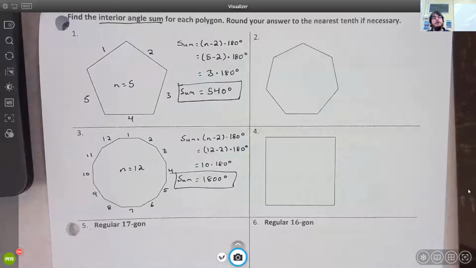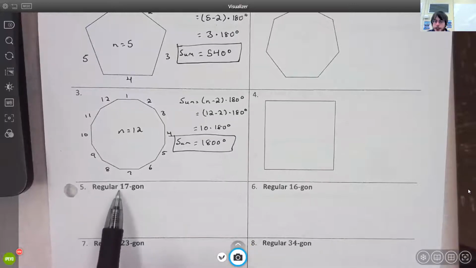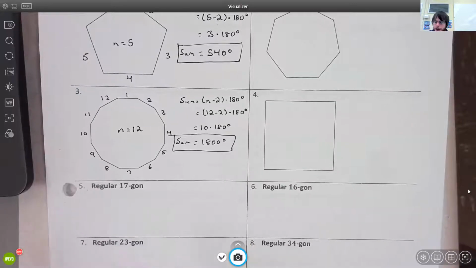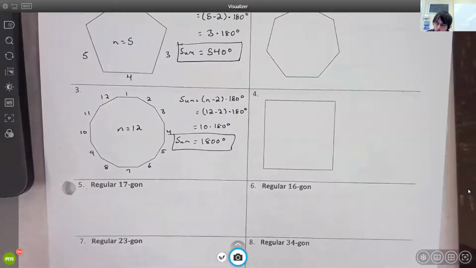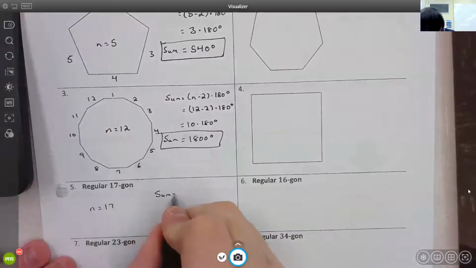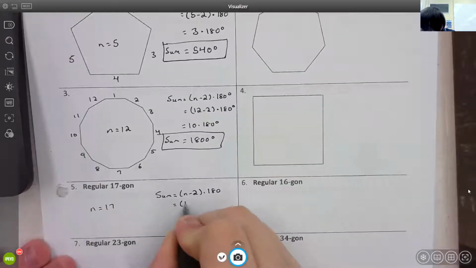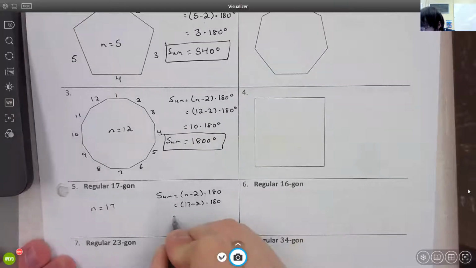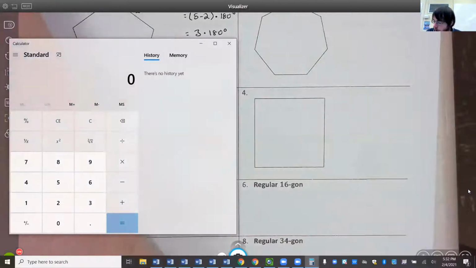All right, number 5. Number 5 says a regular 17-gon. Anytime you see 17-gon or 25-gon or anything like that, that is your number of sides. So this is what's called an n-gon, and n in this case would be 17. And then you just do it like you would normally. So you do your sum equals n minus 2 times 180. So 17 minus 2 times 180, which is 15 times 180. And if we pull up our calculator here, we get 15 times 180 is 2700.